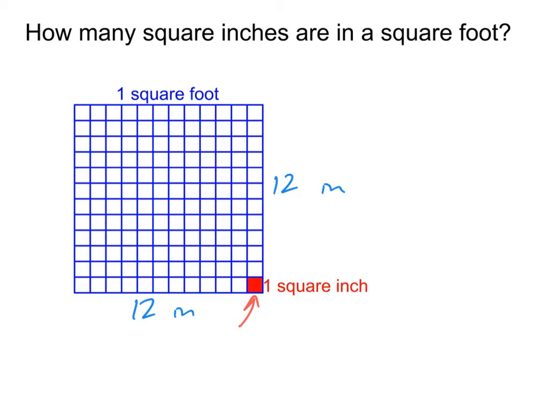In fact, if you were to go through and count up all of those squares, you would find that there were 144 of those little squares that are needed in order to fill up this picture. So that means that there are 144 square inches in every square foot.